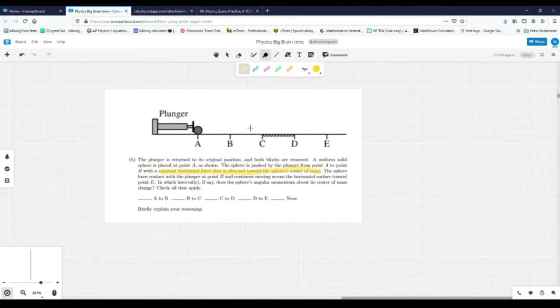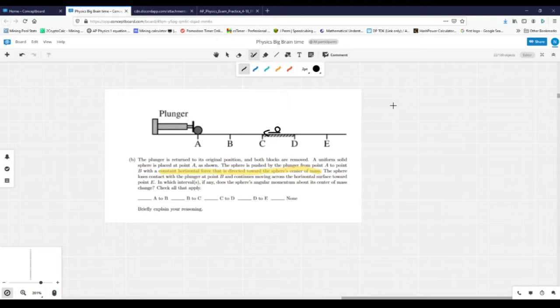Then from B to C, there are no forces acting on it. So is it going to stay not rotating, or is it going to start rotating? Stay not rotating. Yep. And then from C to D, there's a frictional force, because at the very beginning of the problem, it said that C to D was the rough patch. So the ball will be here, and there will be a frictional force pushing it this way, more specifically at the bottom. So that's going to apply a torque, and so from C to D, it will start rotating. And then from D to E, it will keep the angular velocity that it had once it left D.